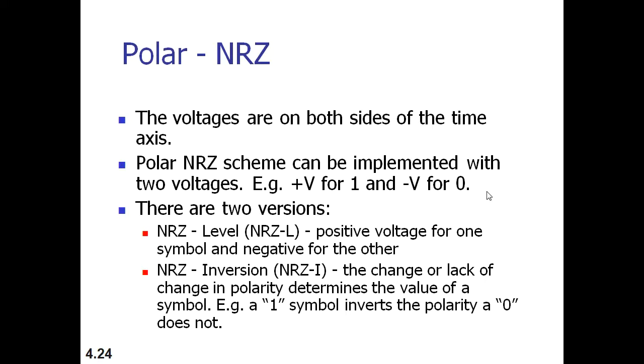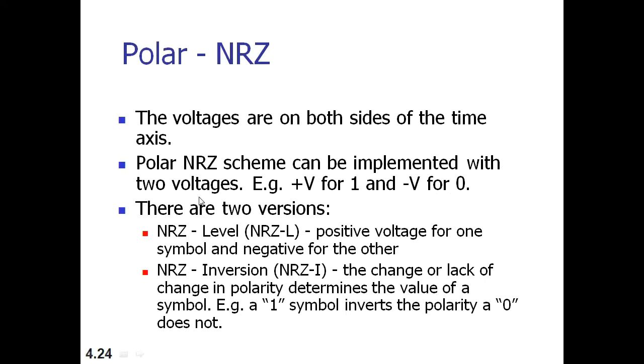First, we need to understand how polar signals are represented. The voltages are on both sides of the time axis. As we saw in unipolar, the voltages are only on one side, and here in the polar scheme, the voltages are on both sides, that is the positive and the negative side. We'll see in the diagram in the example. The polar scheme can be implemented with two voltages. For example, to represent one, positive voltage is used, whereas to represent zero, negative voltage is used.